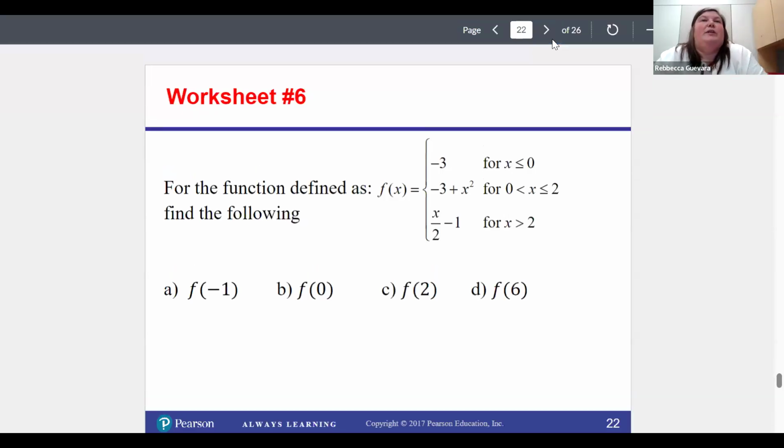If you can take a moment, this is a different function. This one equals -3 as long as x is less than or equal to 0, is -3 plus x squared as long as x is greater than 0 but less than or equal to 2, and is x over 2 minus 1 as long as x is greater than 2. So you need to find f of -1, f of 0, f of 2, and f of 6.